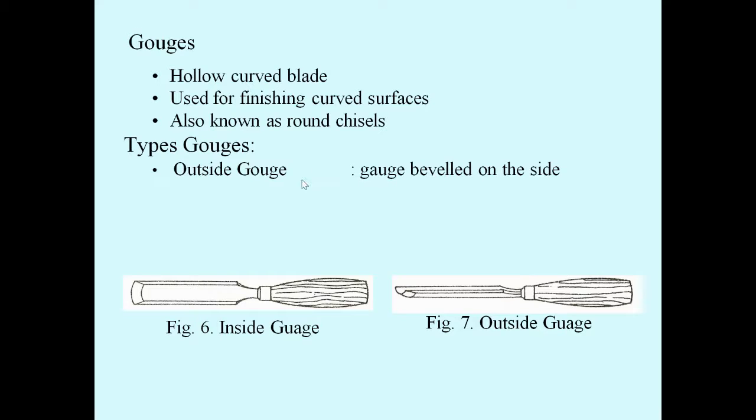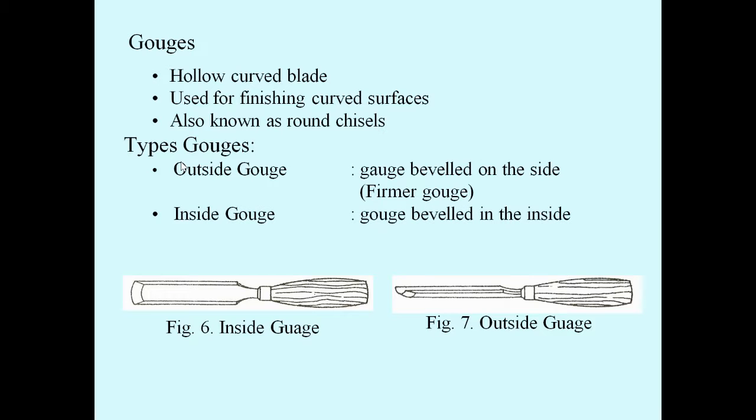So these are the types of gauges: the outside gauge and the next one, the inside gauge. The outside gauge is beveled on the side, you can see here. Outside you can see the gauge beveled on the side, that is the firmer gauge. The next one is the inside gauge, which is beveled on the inside. This will be the inside gauge and this will be the outside gauge.